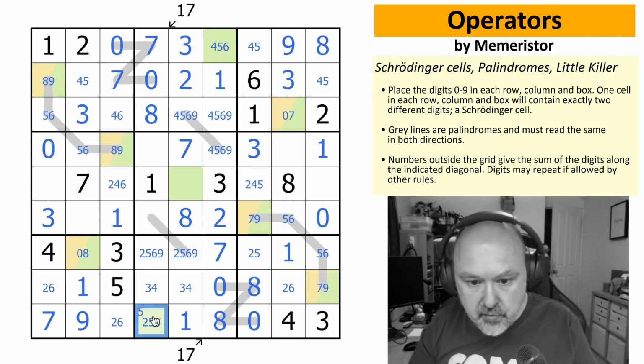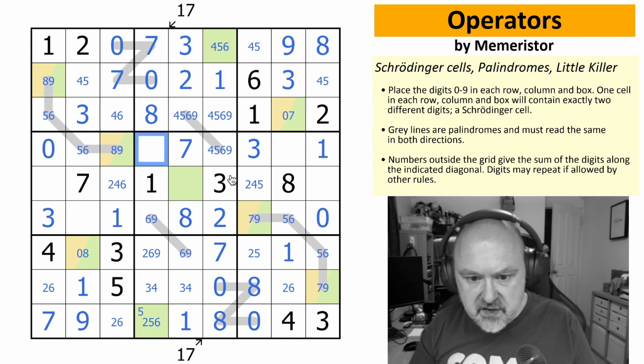No. This must be a 5 because 5 is over here, but it's not only a 5. This is a Schrödinger cell. So this is 2, 6, or 9. This is 6 or 9. I can take 2 out of there. 2 is in one of those. How did this get more restricted? Possibly because of the work I've already done up here.